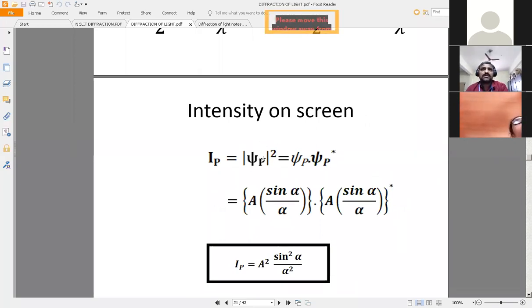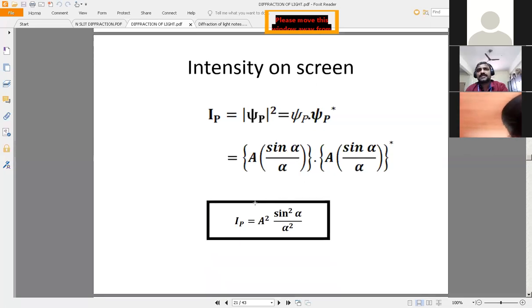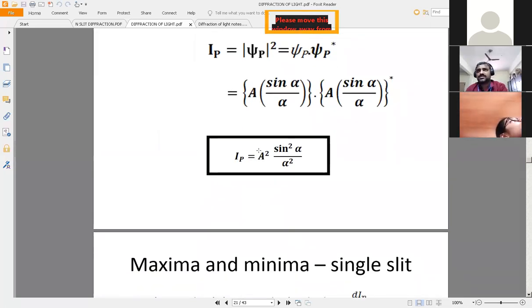But if the amplitude involves complex terms, generally we take the complex conjugate of the amplitude function and multiply it with the original function. So that is psi star psi. And just by multiplying that, we got A square sin square alpha by alpha square.